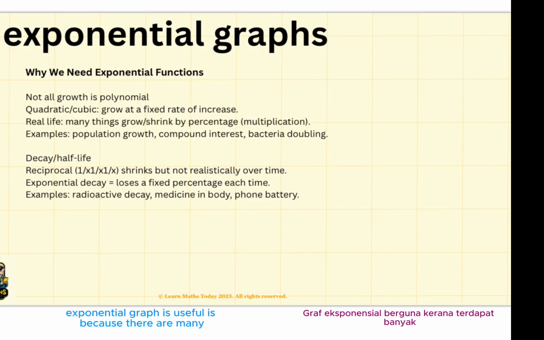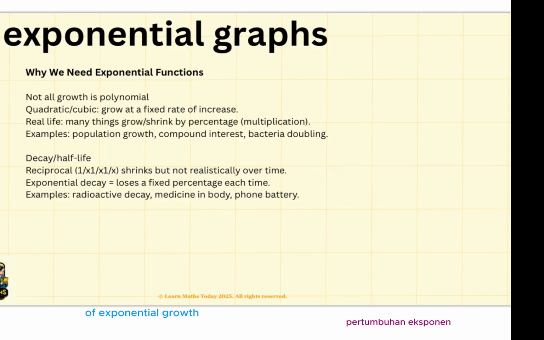Why the exponential graph is useful is because there are many things in the world that follow this pattern of exponential growth. As we learned, bacterial growth is one of these patterns. One bacterium can become 2, 2 become 4, 4 become 8. Each generation doubles the previous generation. This creates an explosive growth that polynomial functions cannot model.